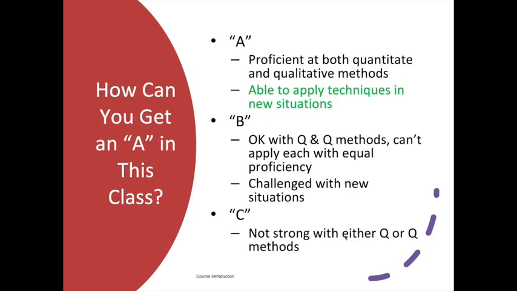So what's it going to take to get an A in this class? Well, let's say an A, you're proficient in both the quantitative and qualitative methods, and you're able to apply these techniques in new situations. For a B, well, let's say you're okay with each of those methods. Maybe you're a little stronger in one than the other, perhaps. And sometimes maybe challenged by new situations. For a C, well, maybe you're not strong in either the quantitative or qualitative, and I won't go to any other letters at this point.